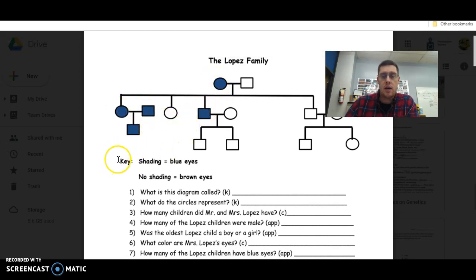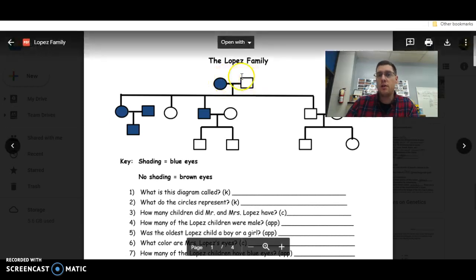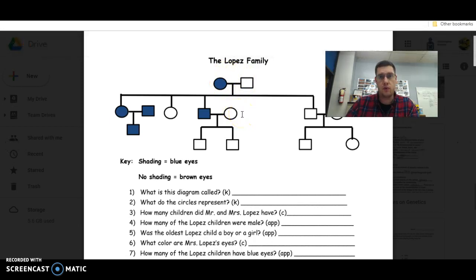If you look down right here, it says key: shading equals blue eyes, no shading equals brown eyes. So this means we're going to follow this trait of blue eyes through this family and try to figure out what these individuals' genotypes are for this trait. We start by looking at number 1. What is this diagram called? It's called a pedigree.